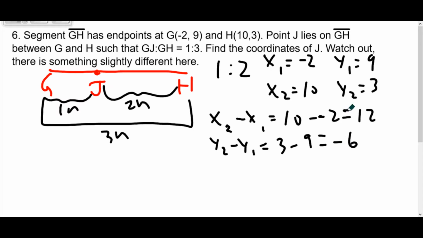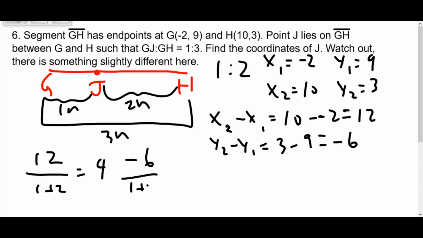So, okay. We're going to take these values. We're going to take 12 and divide by not 1 plus 3, but really 1 plus 2, which is going to be 12 divided by 3, it is 4. We're going to take the change in y, which is -6, and divide by 1 plus 2, which will give us a value of -2.